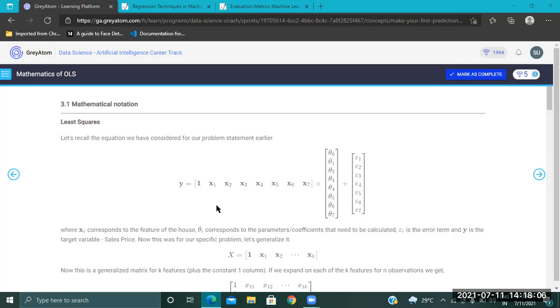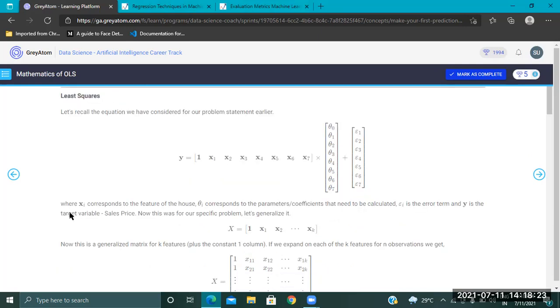Whenever in a data set there are so many points, not a single point. For example, let us see x1, x2, x3. We have defined up to 7 points, and 7 theta variables and 7 error variables. Let us assume that xi corresponds to the features of the house. As I shared with you in the earlier data set, there are up to 8 features of the house. In that, sales price is also included.